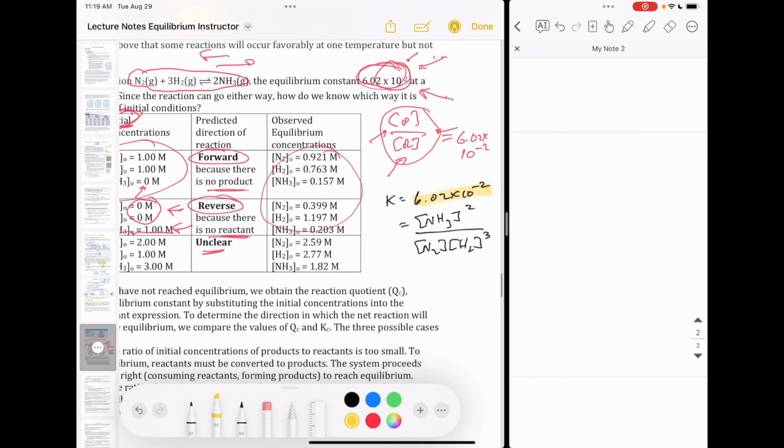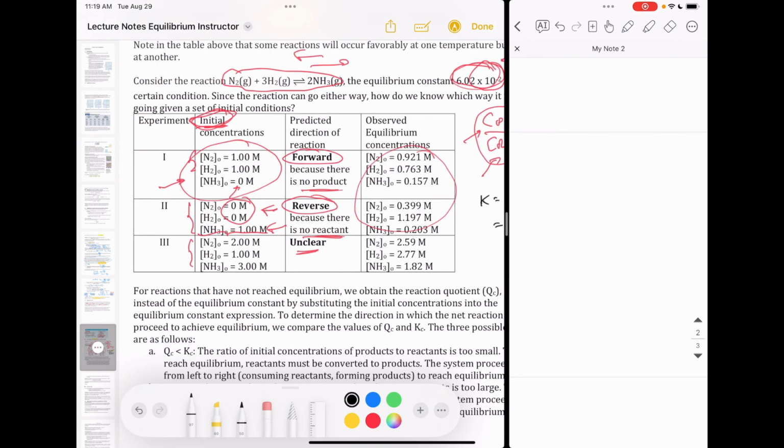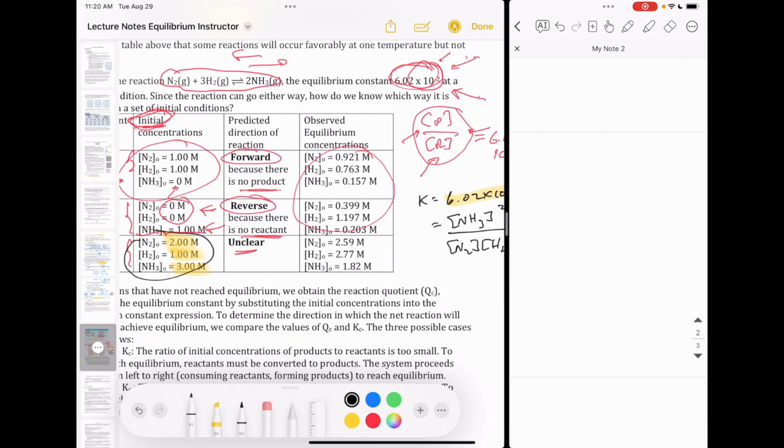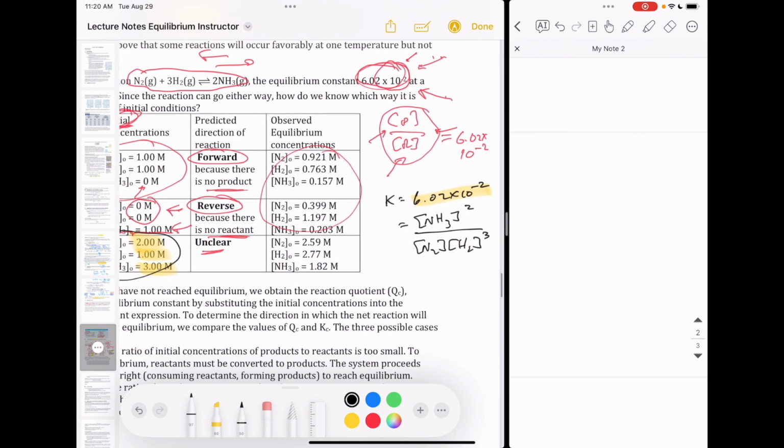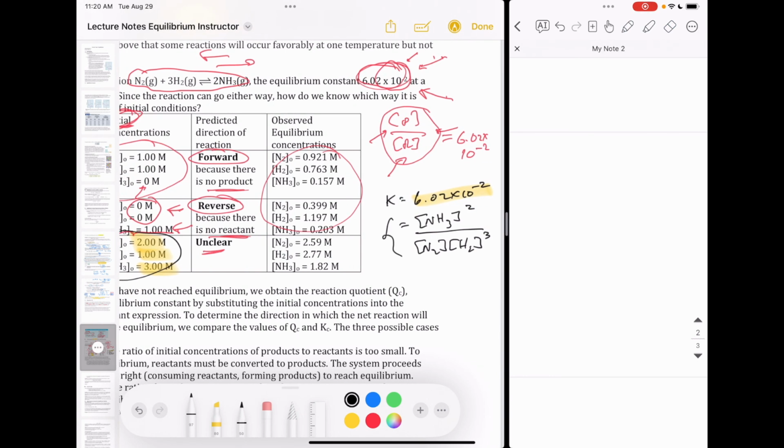So how does that help us? Well, we know that we start with these numbers here for our concentration, 2, 1, and 3. So we calculate the ratio of these three species using exactly the same expression as the equilibrium constant, and compare it to that equilibrium constant number, the 6.02. If that number is not the same, then we know we're not at equilibrium. That's the first point.